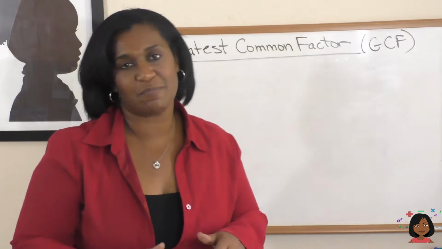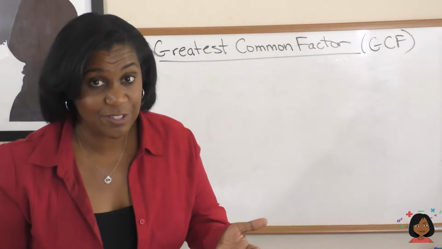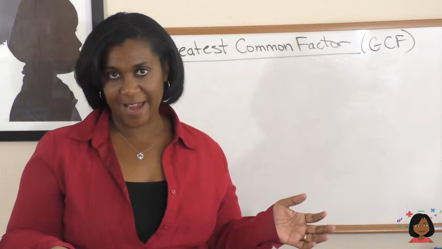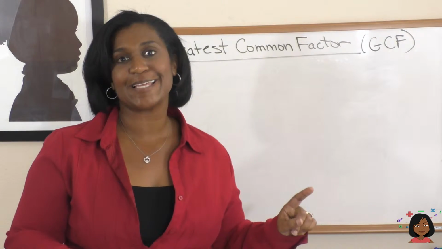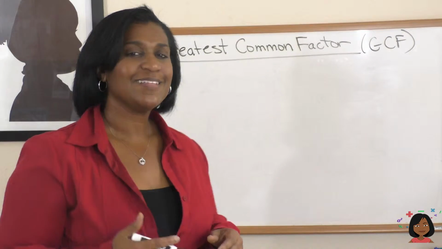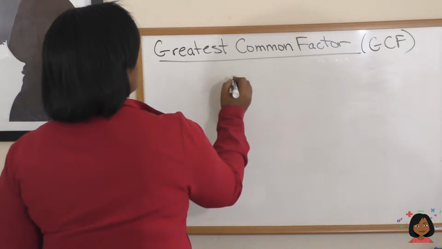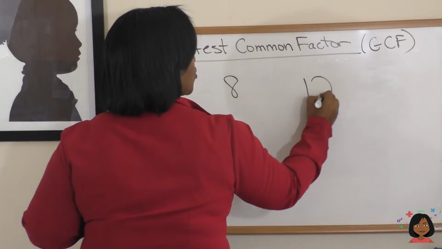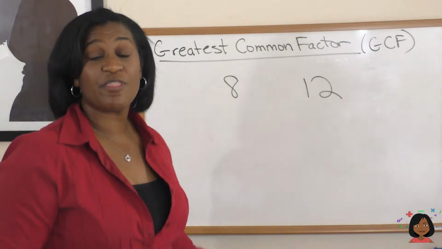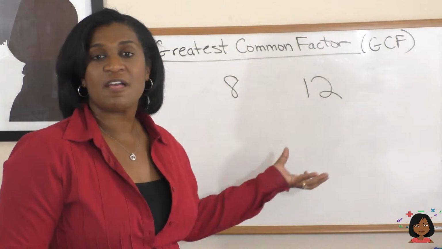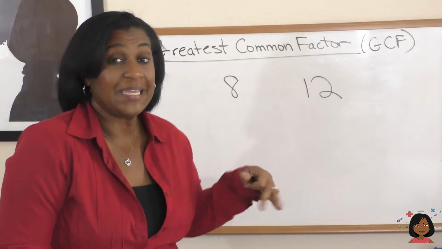It's one of my favorite things in math. If you know how to factor something, finding the greatest common factor between two numbers is pretty easy. Here's what I mean. Let's take two numbers. Let's take the number 8 and the number 12. And we want to know the greatest common factor these two numbers have in common.